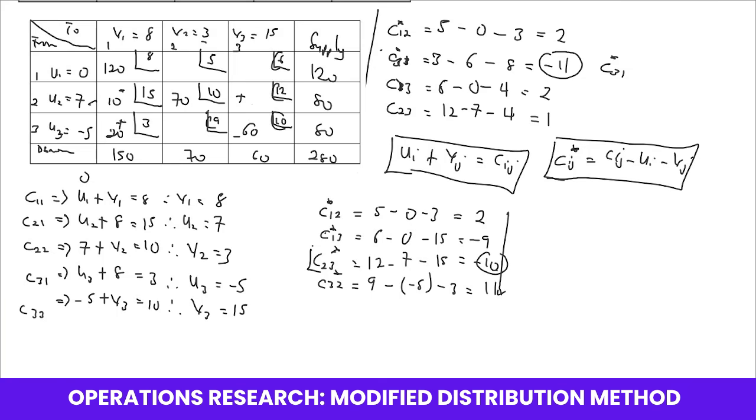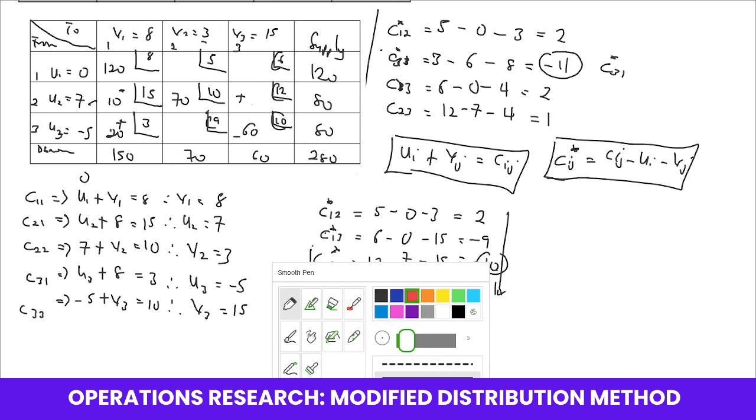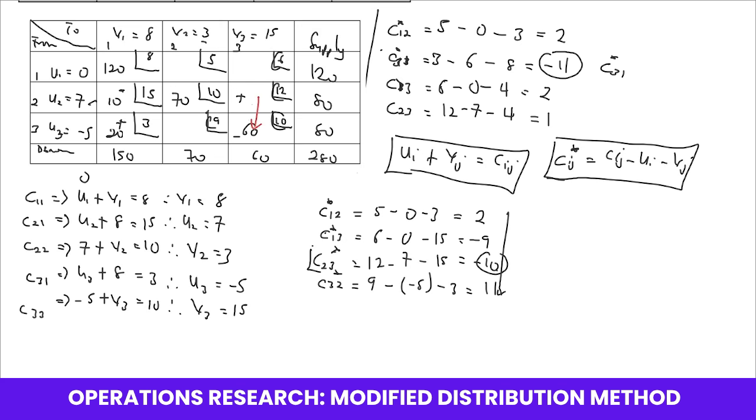You can skip cells. So from here it goes this way, it goes this way. Let me use a different color so that you can see the directions. So it goes this way, then this way. So that's a closed loop.